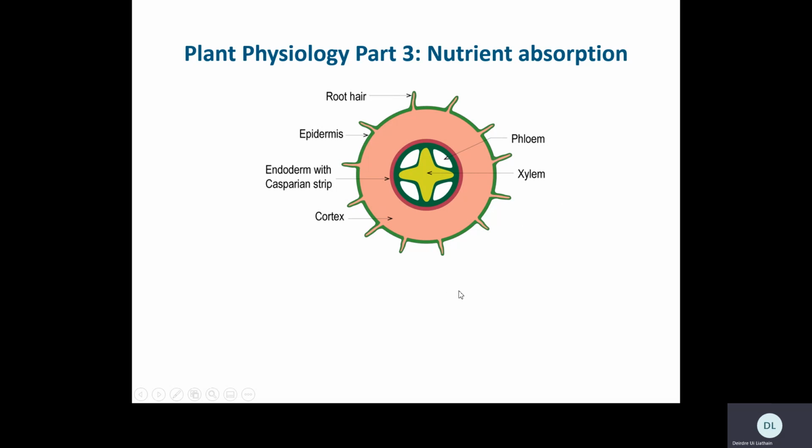So when we talk about how we get the calcium into the plant, or the magnesium into the plant, or the nitrates into the plant from the soil, well, they actually travel in with the water through the root hairs, through this cortex, and into the xylem.